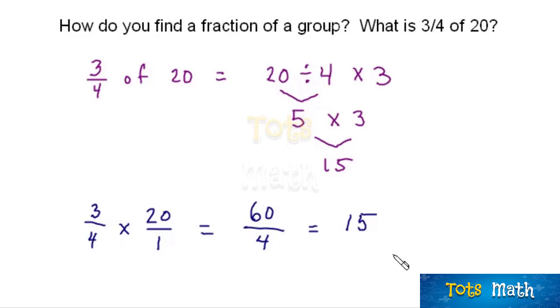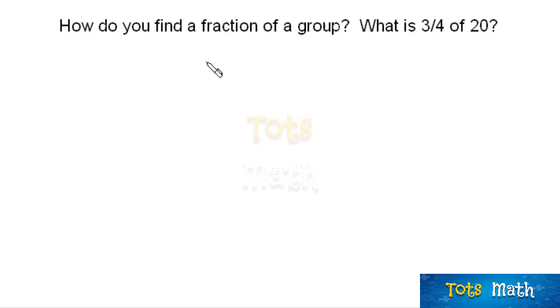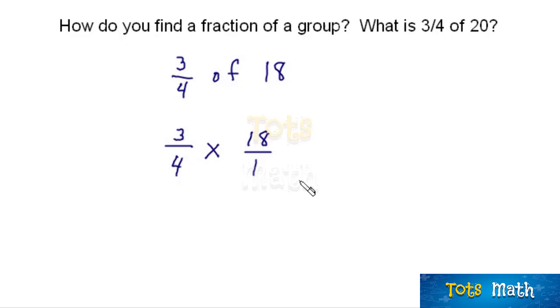Now this method works best when the denominator of the fraction is not a factor of the whole. So let's see an example of that. So what happens if we need to find 3/4 of 18, for example? Well, 4 is not a factor of 18. So if we divide 18 by 4, we won't get a whole number. So in that case, it might be easier to change this to a fraction multiplication problem. So that would be 3/4 times 18 over 1.